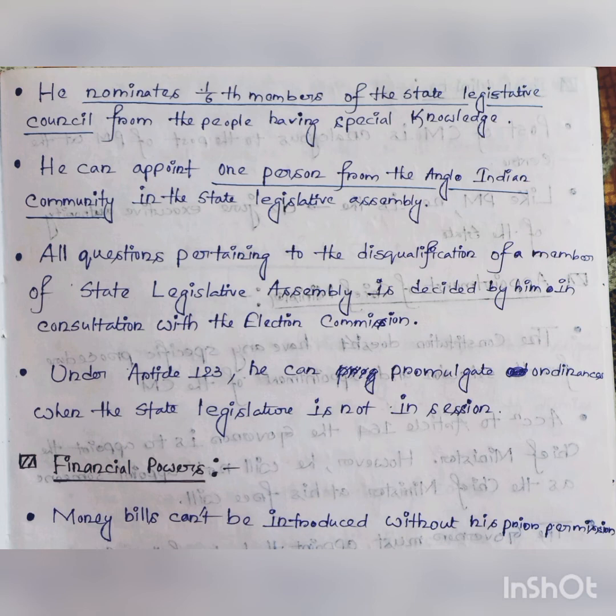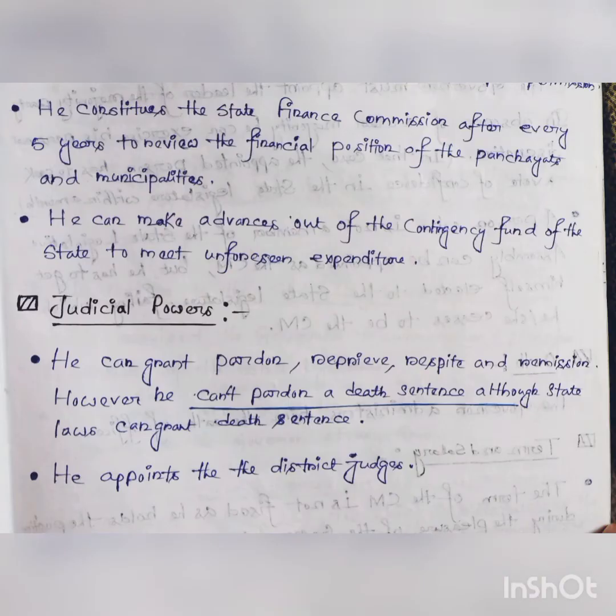Next, the financial power of the Governor of a state. A money bill cannot be introduced without the Governor's prior permission. He constitutes the State Finance Commission after every 5 years to review the financial position of the panchayats and the municipalities. He can make advances out of the contingency fund of the state to meet unforeseen expenditure.